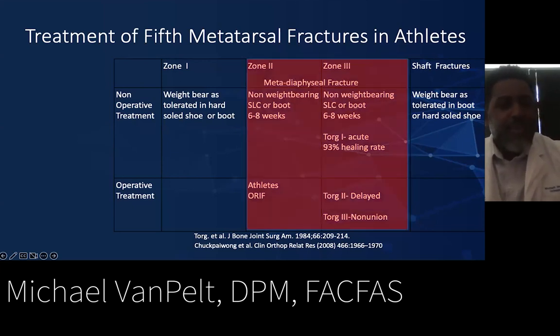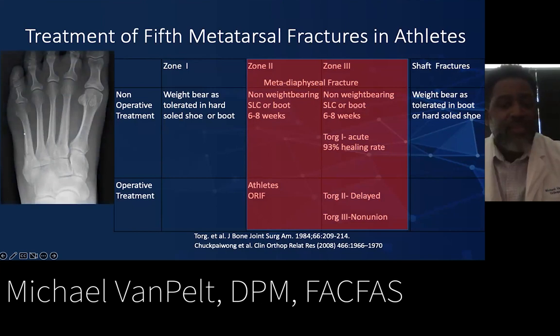And so typically with these zone 2 or zone 3 injuries, in the general population, you're going to say, hey, I'm going to immobilize you, put you in a short leg cast or boot for 6 to 8 weeks. And this is equivalent to a Torg 1 acute fracture, and 90% of these will heal with immobilization for 6 to 8 weeks, and then gradual return to weight bearing, protected in a boot, and then back into a shoe.